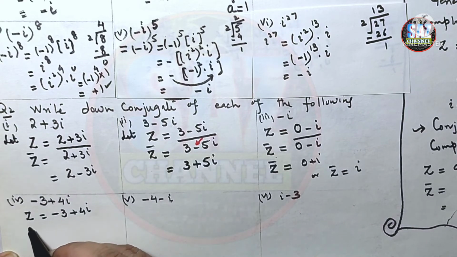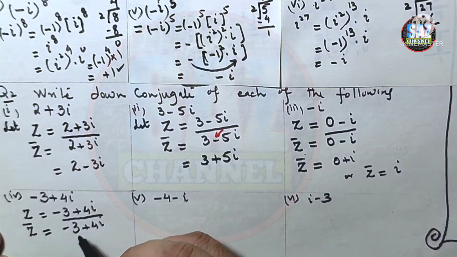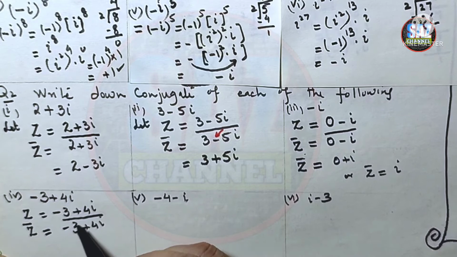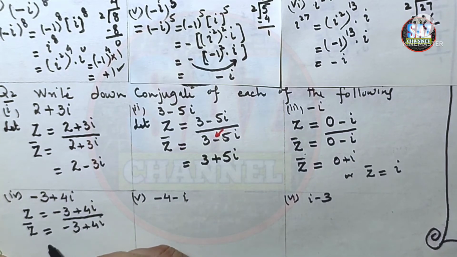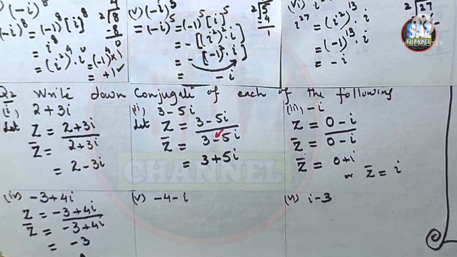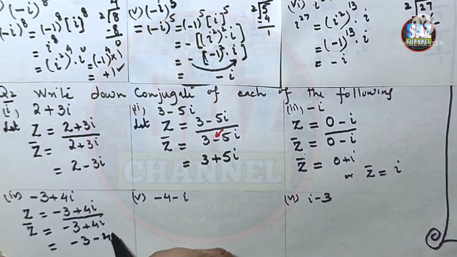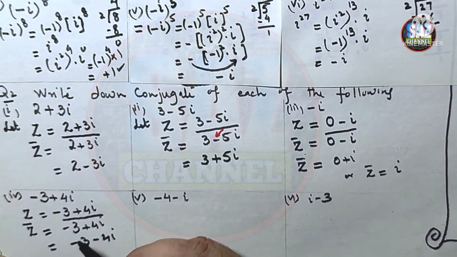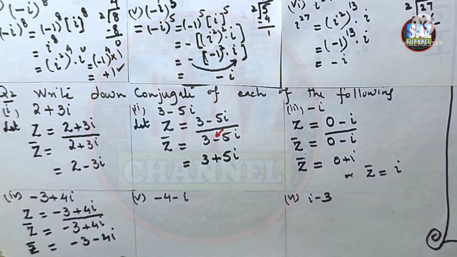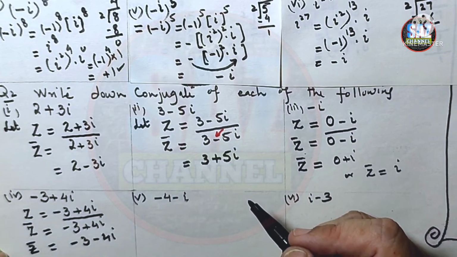Now students, what we have to do? Look, we have to put a bar, that is the sign of conjugate, and now the change will be coming on the sign of your imaginary part. Z conjugate, z bar will be equal to minus 3 minus 4 iota.